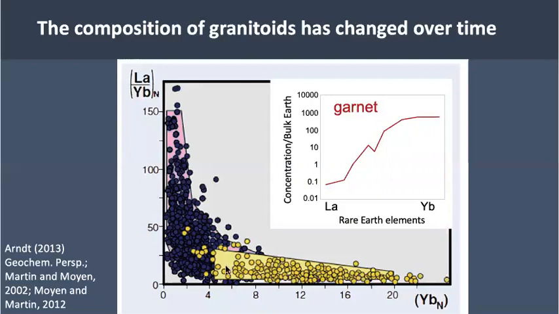What's going on here is that this strong fractionation of lanthanum to ytterbium in these Archean granitoids is because there is garnet in the source, preferentially taking up ytterbium and driving up the slope, the lanthanum to ytterbium ratio, of the granitoids. So ultimately what this indicates is that there's melting at a depth of greater than about 40 kilometers, based on our understanding of where garnet is stable.